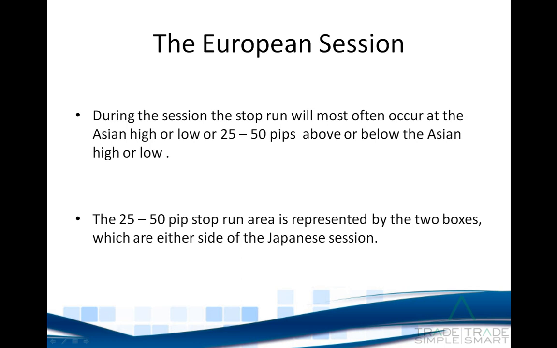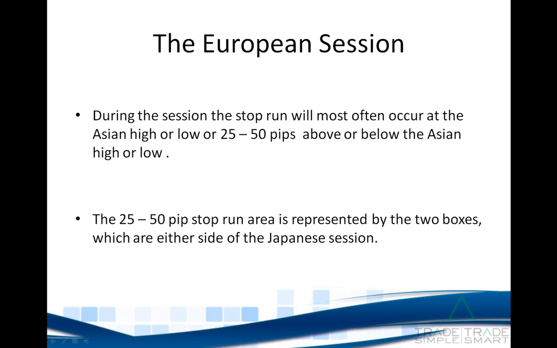Now, in terms of guidelines for where the typical stop hunt will take place during the London session, the stop run will most often occur at the Asian high or low, or 25 to 50 pips above or below the Asian high or low.